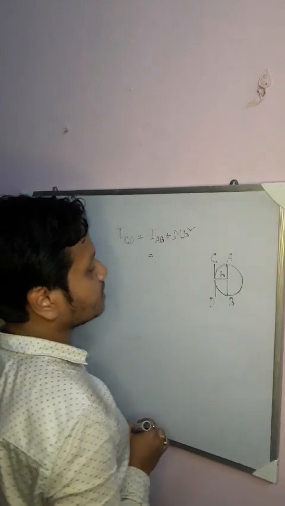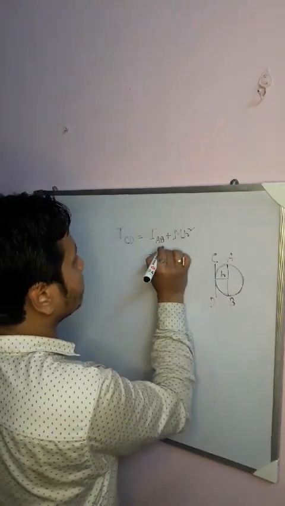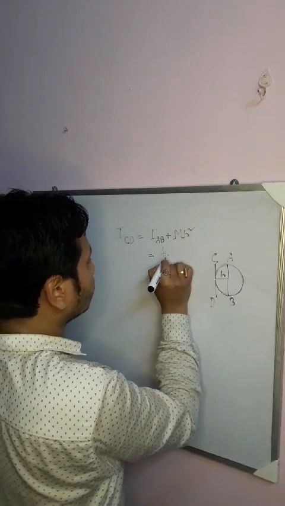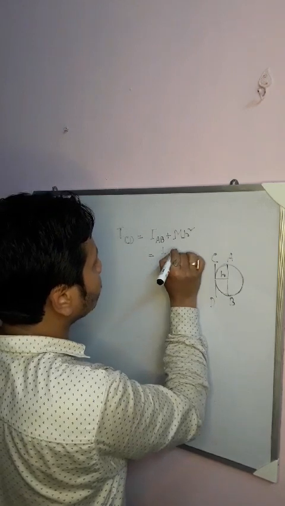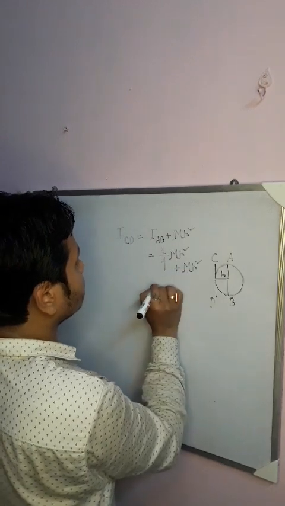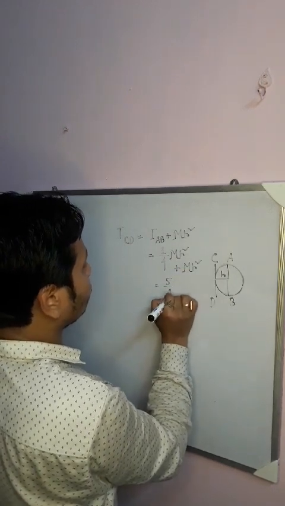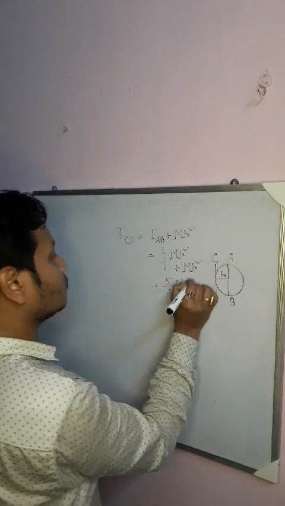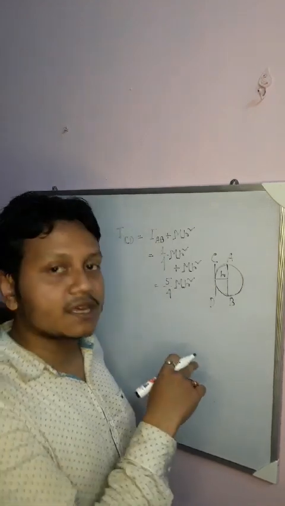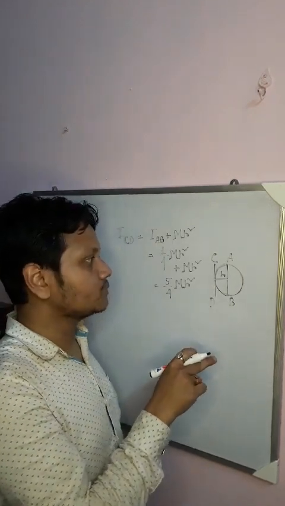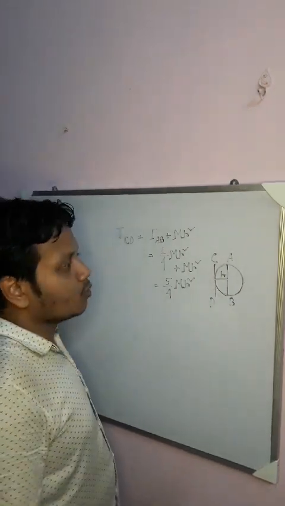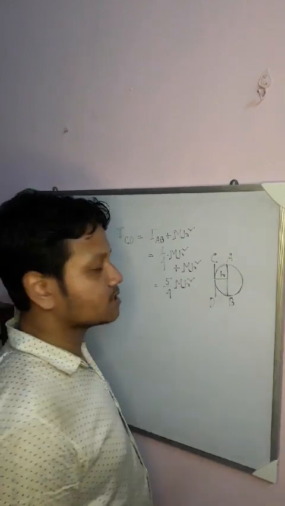So what is IAB? About a diameter, the result is 1/4 m r square. So 1/4 m r square plus m r square gives 5/4 m r square. Now these things you will find in Shyamal Mukhopadhyay Chatterjee's book. So this is the moment of inertia about different axes of a circular disc.